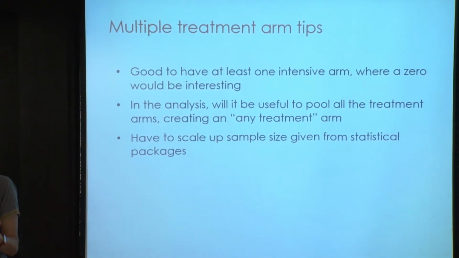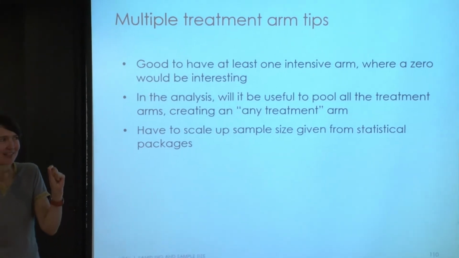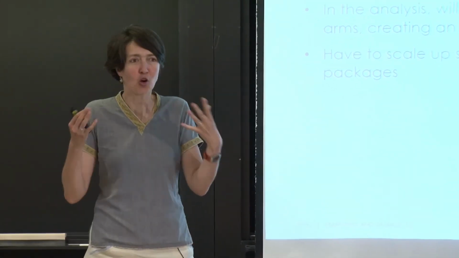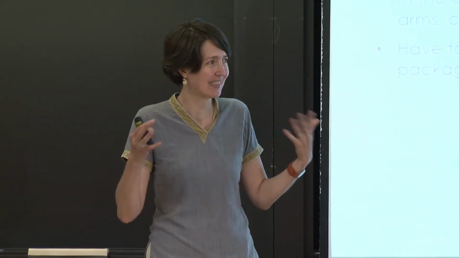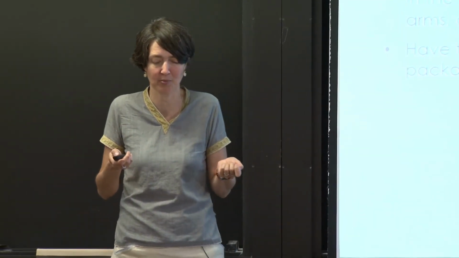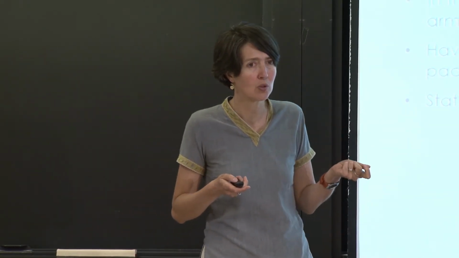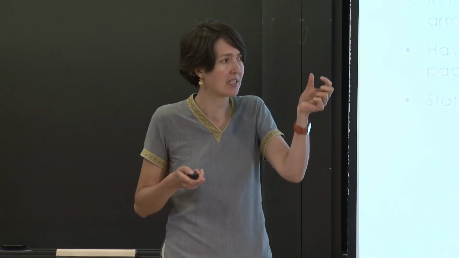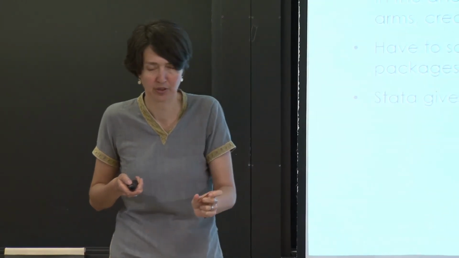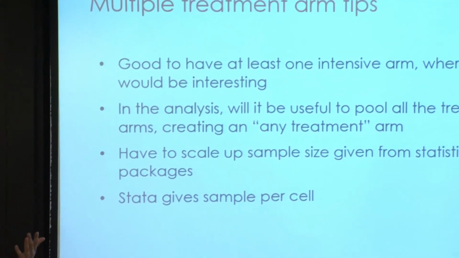So another tip is you have to think about what the sample size is giving you in the different statistical packages, because if you've got multiple treatment arms, the statistical package may not know that you're doing multiple treatment arms. So what do I mean? Stata gives you the sample per cell. It assumes that you're doing treatment and control, and says this is how much you'll need for treatment, and this is how much you'll need for control. Well then, if you've got 3 treatments, you have to multiply by the number of treatment arms you've got.